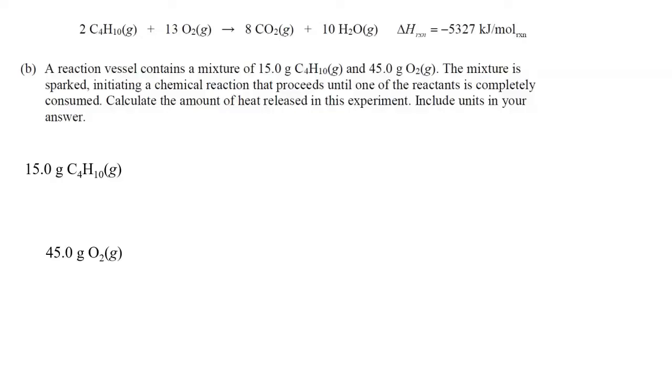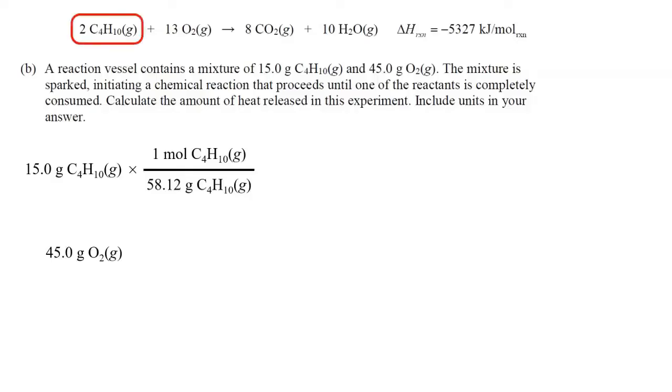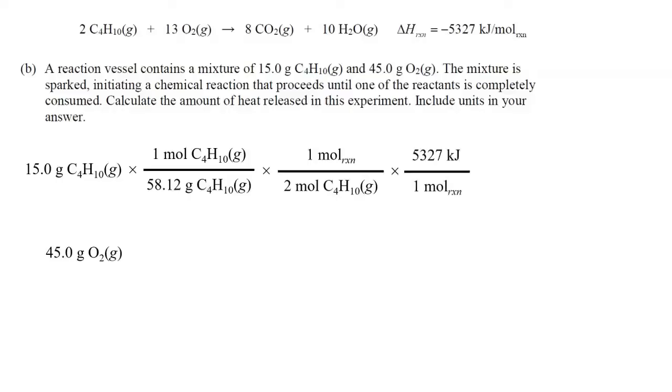So first thing I'm going to do is convert from grams to moles. So we already know that for every 1 mole of C4H10, there's 58.12 grams. Then I'm going to go from moles of C4H10 into 1 mole of reaction. So for every 1 mole of reaction, there's 2 moles of C4H10. And then I will use the amount of heat from the delta H. So 5,327 kilojoules of heat is released for every 1 mole of reaction.